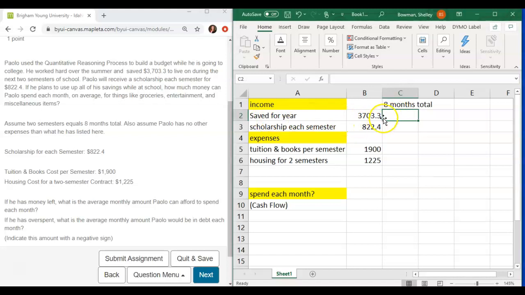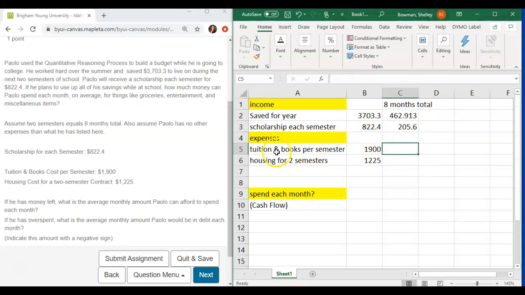Right here, he has saved this for his whole year, but a whole year for him that he has to spend throughout all of his school year is 8 months. So we're going to take this amount here and divide it by 8 because he has this saved up for his spending that he can do within those total 8 months. A scholarship each semester. 8 months is the total for both semesters, so this is how much he gets for 1 semester, which is 4 months, and I can take this and divide it by 4 because we're looking at the monthly amount.